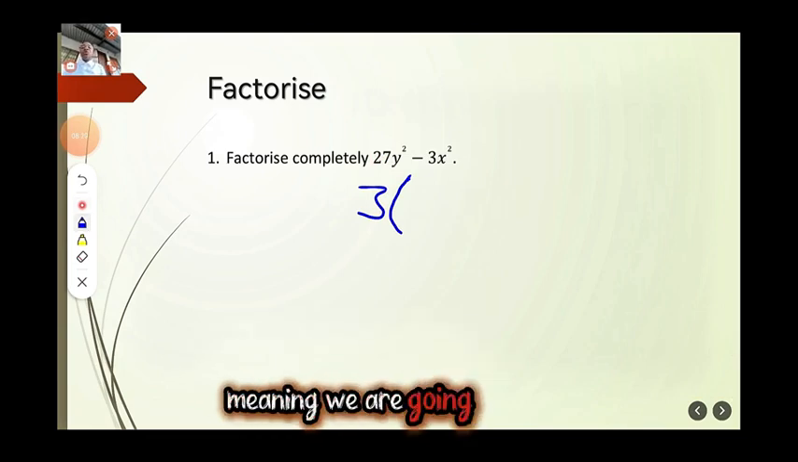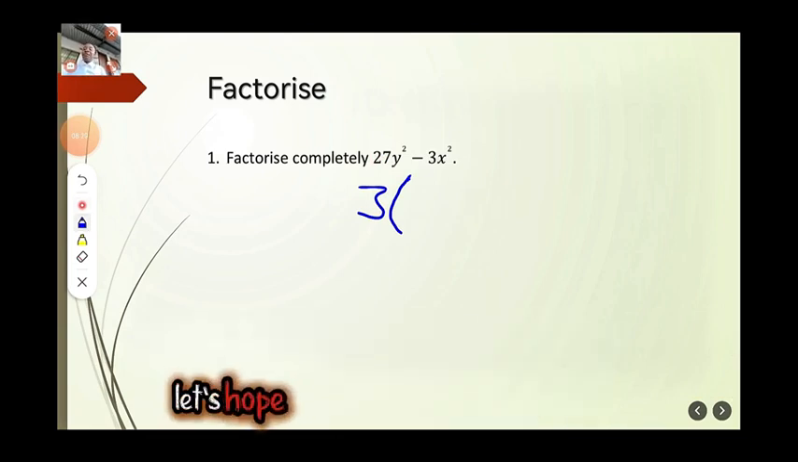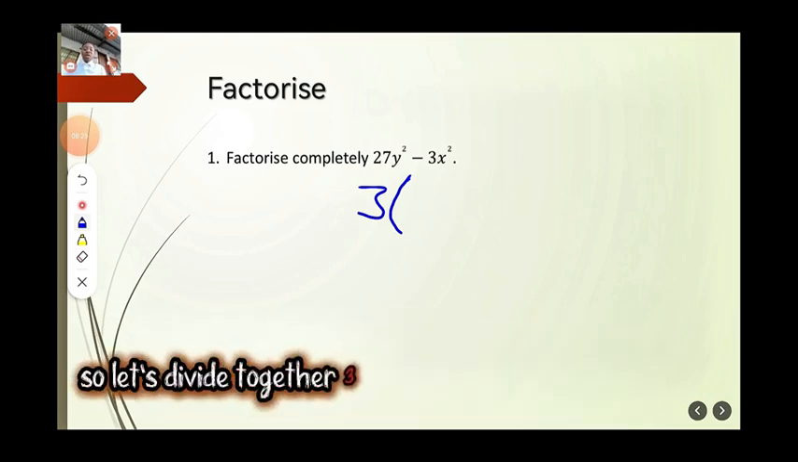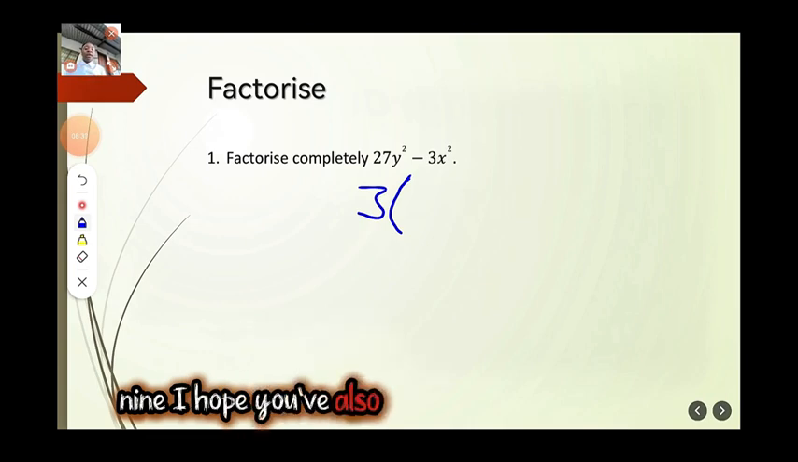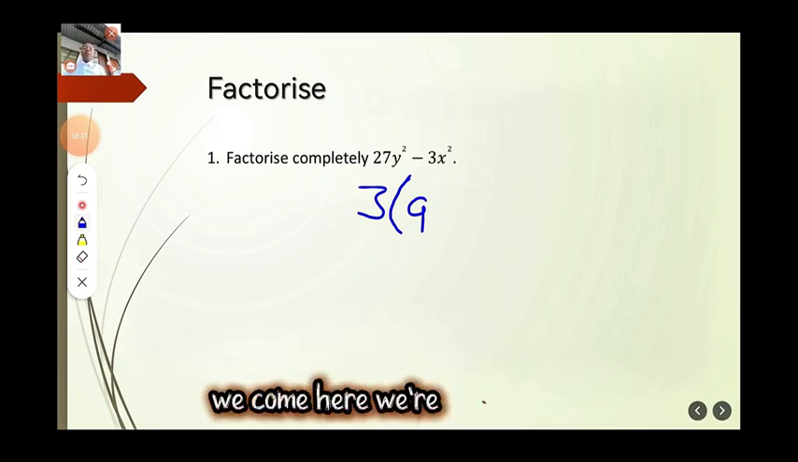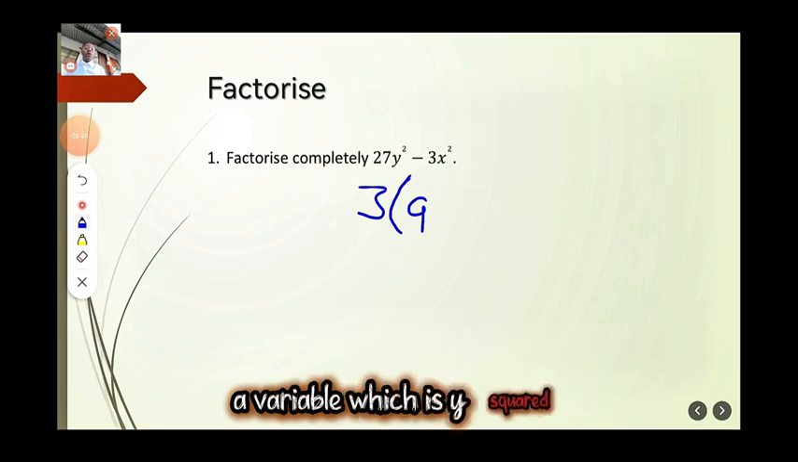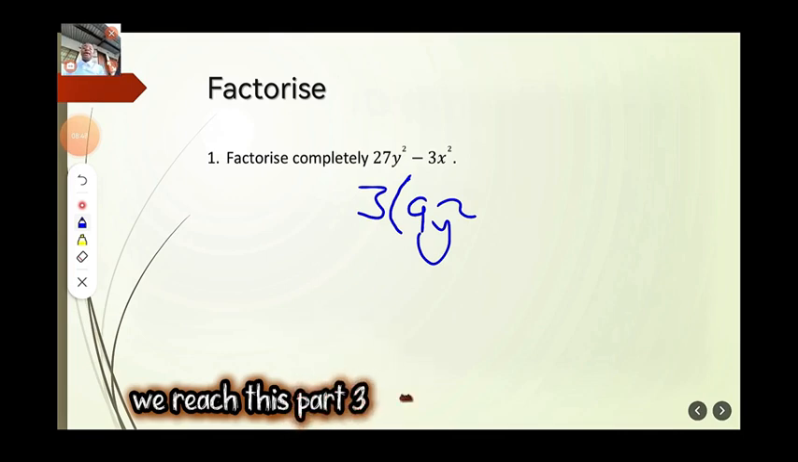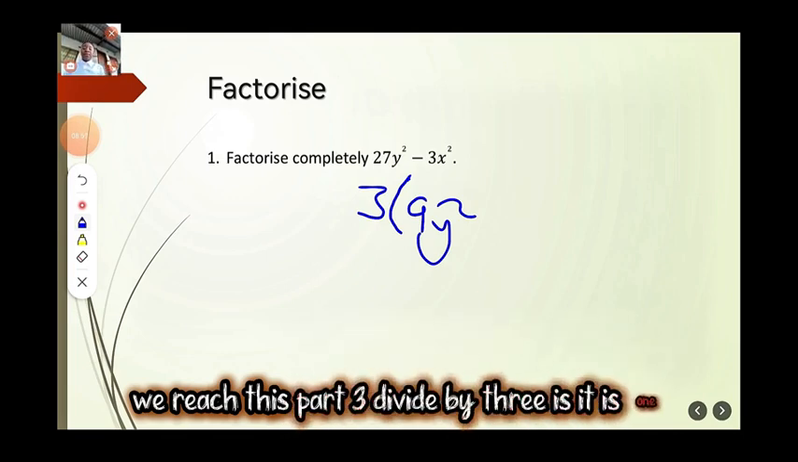Meaning we are going to divide. Let's hope you're having your calculator. So let's divide together. 27 divided by 3 is going to give us 9. I hope you've also found 9 that side. Okay, good. We come here, we're having a variable which is y squared. We are going to indicate y squared because there's nothing else that is common. So we're going to say y squared. We reach this part, 3 divided by 3 is 1.